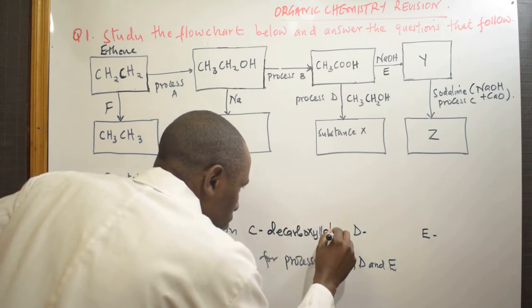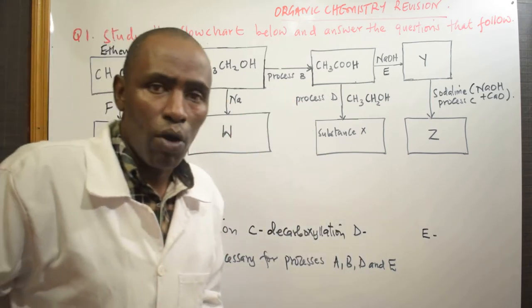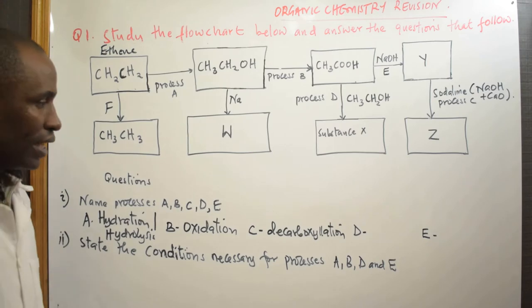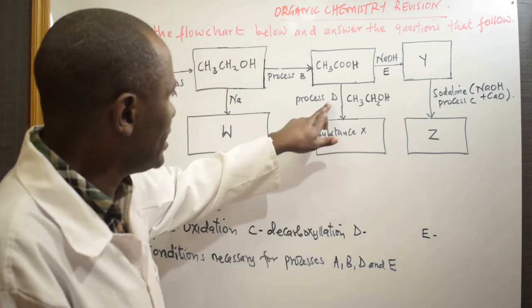Decarboxylation. And therefore, that should be the process. Decarboxylation. Just get rid of that. Then D. Let's think about D. Now, we can see where D is here.